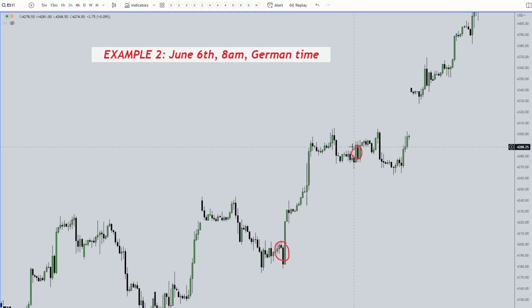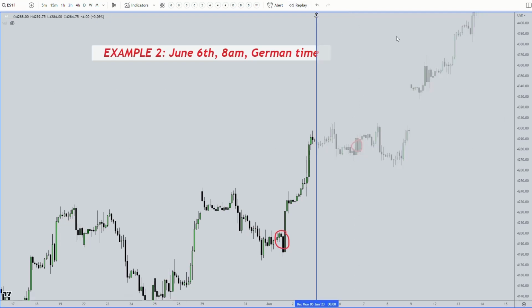However, not to cherry pick, let's jump right back into the charts at 8 o'clock in the morning German time for our morning routine.